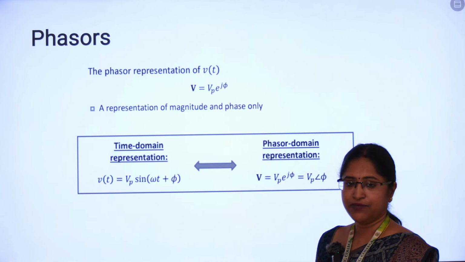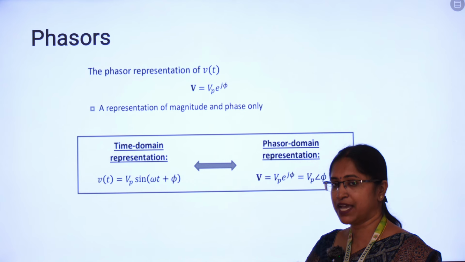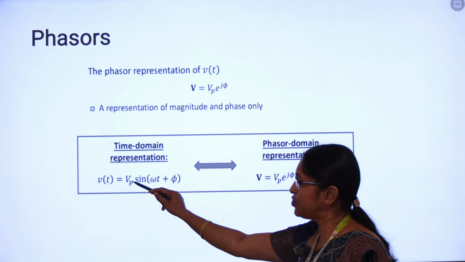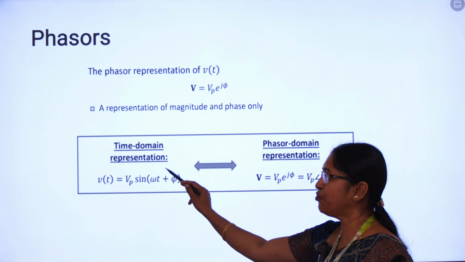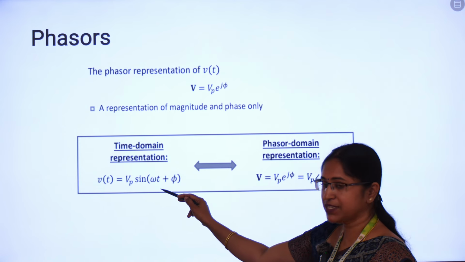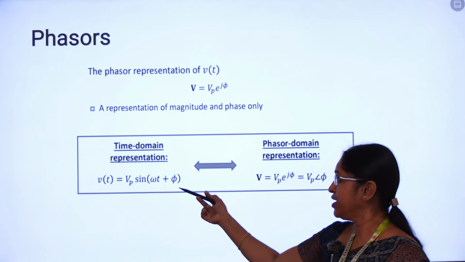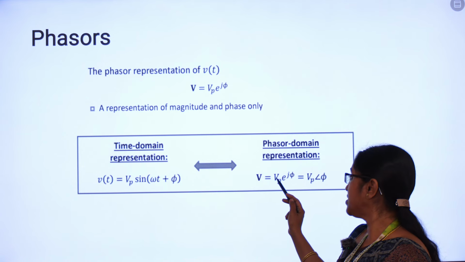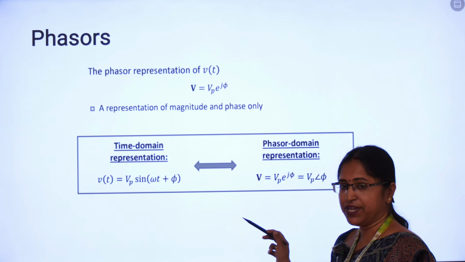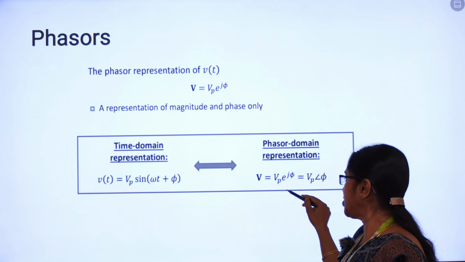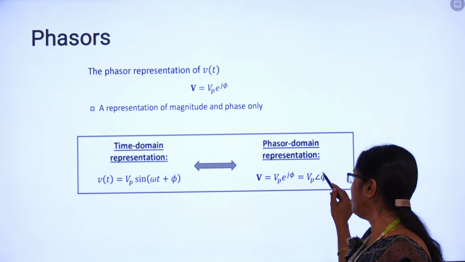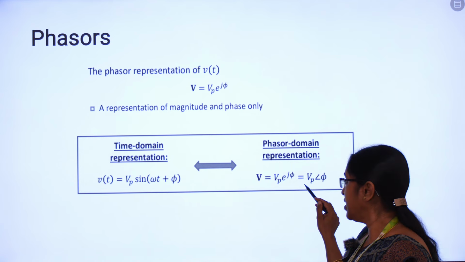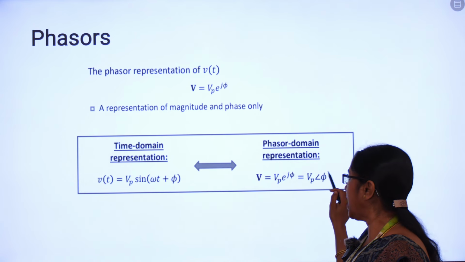Now, as I said, for phasors we have two specifications. One is time domain, the other one is frequency domain. In time domain representation, as in the first slide, we saw that your input voltage is given by Vp sine of omega t plus phi, or you can represent this by Vp cos of omega t plus phi. And in phasor representation, that is nothing but your frequency domain, we can represent your voltage or current or power in terms of your exponential form or your phasor form. So mainly for all your circuit calculations, we will be using the phasor form, represented by a magnitude Vp and an angle phi.